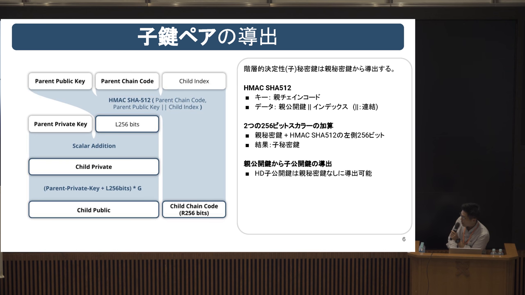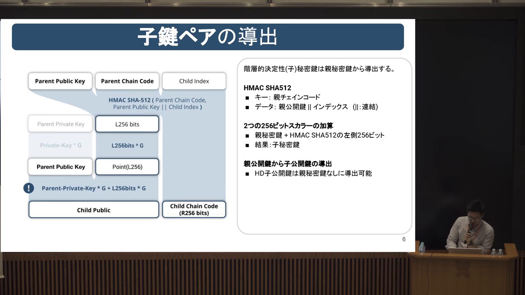But if I observe the bottom left, where we have, in brackets, the parent private key plus the left 256 bits, times the generator, I can write it out like that. So what I have now is essentially the parent public key plus the point of the left 256 bits, right? And that means I can skip the step where I take the parent private key and derive the child public key directly from the parent public key. Yeah? Cool. I'll go over that one more time.